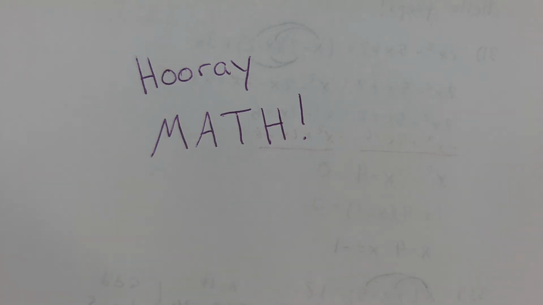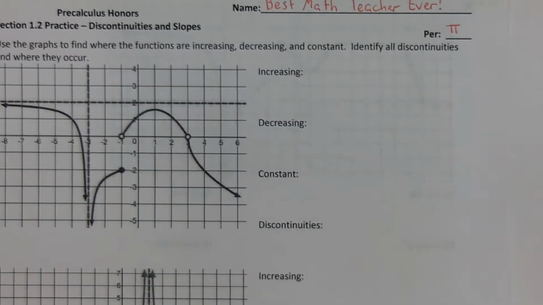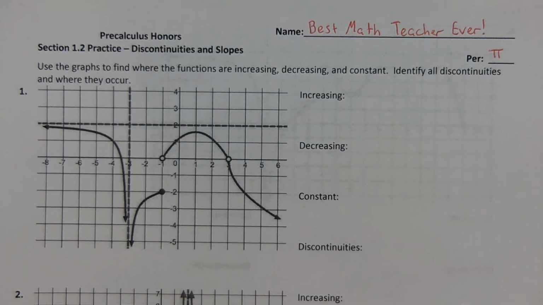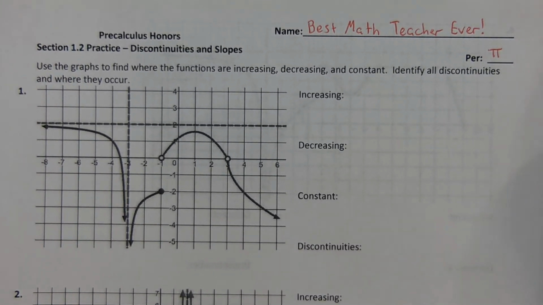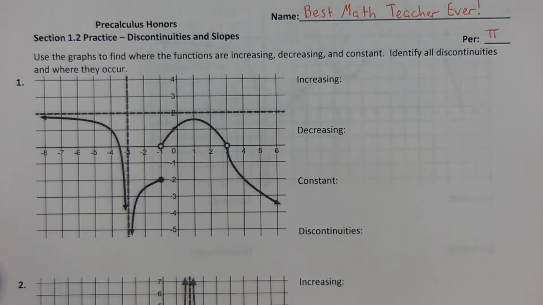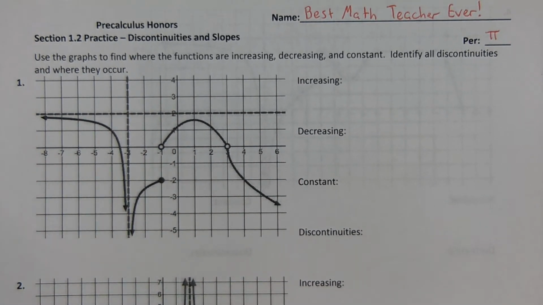So the example at the end of the notes yesterday did get a little bit rushed, and I don't really like that. So I figured what I would do is get you started off on the first question from today's 1.2 practice, discontinuities and slopes. So here we go. You should have this sheet here, and I'm just going to walk us through number one here, and you're going to tackle the rest on your own.